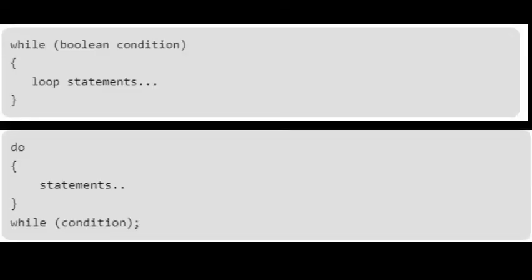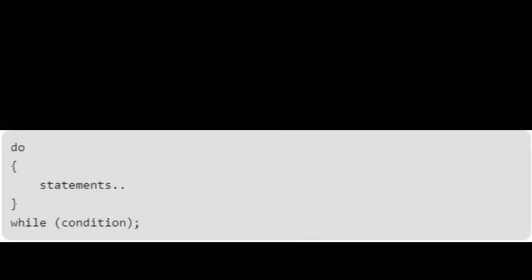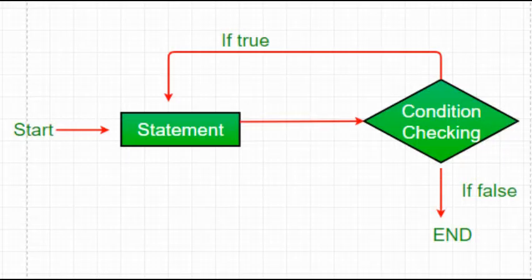Now the next loop we'll be looking at is the do while loop. A do while loop is similar to a while loop with the only difference that it checks the condition after executing the statements, and therefore is an example of an exit control loop. When you look at the syntax, you can see the do, then the statements given, and then there's while and then a condition. In the flow chart, you start, you execute the statement and then you do the checking. If it is true, you continue with the statement again. If it is false, you end it.